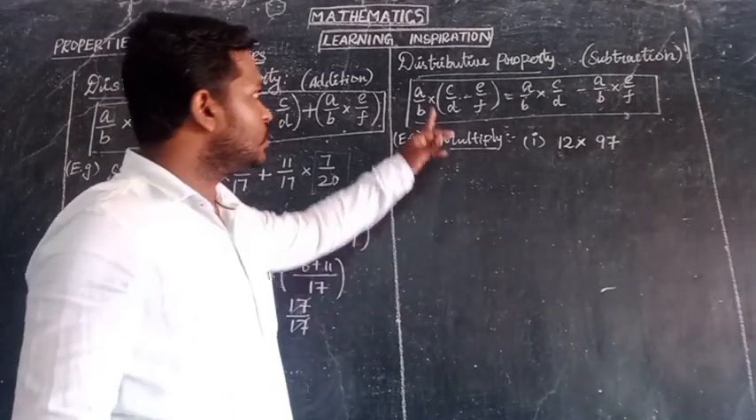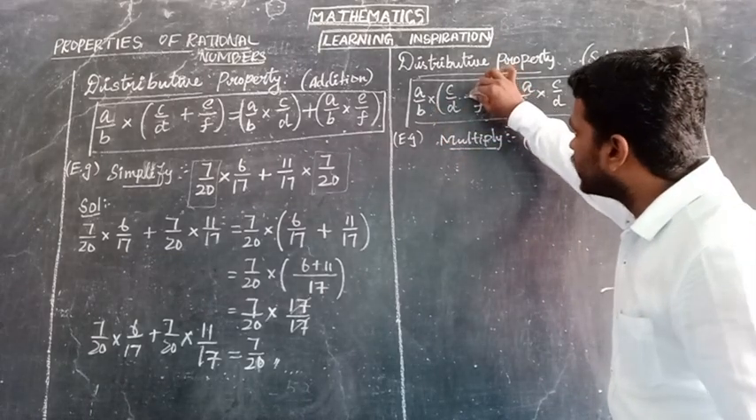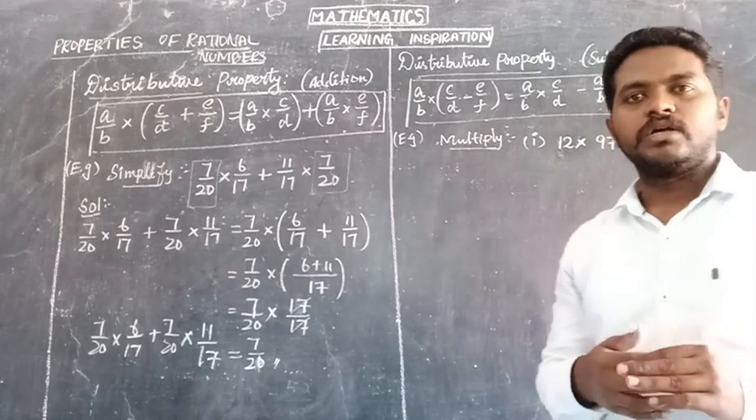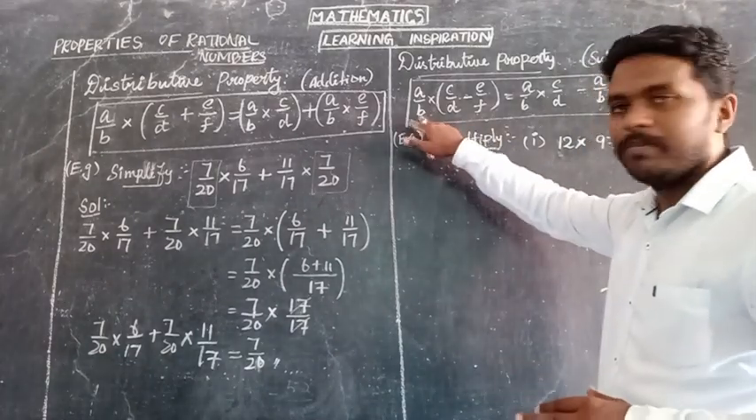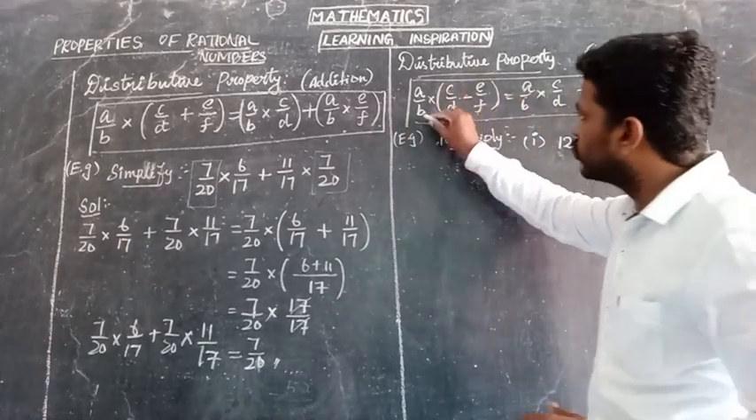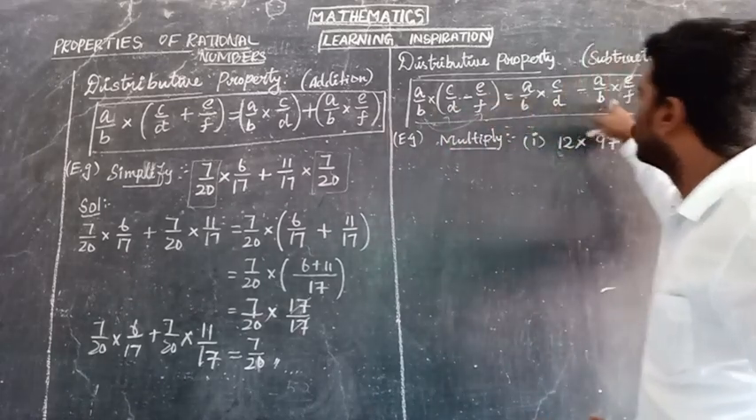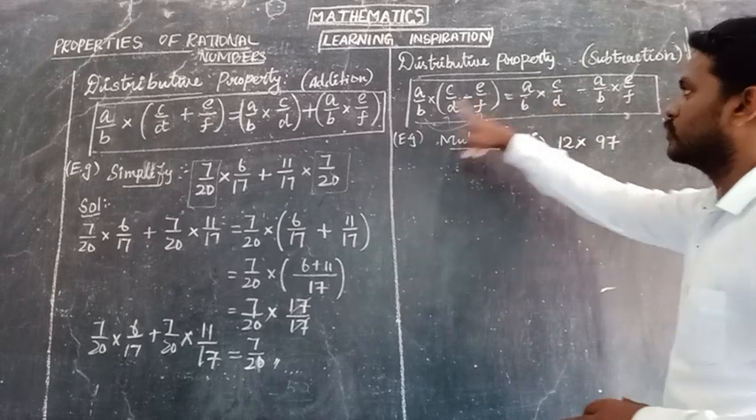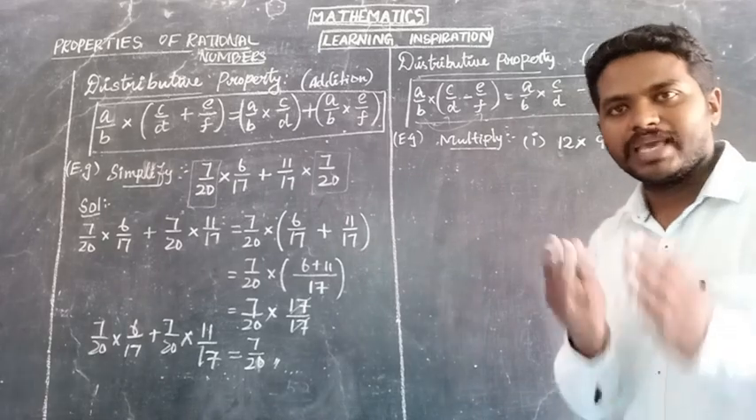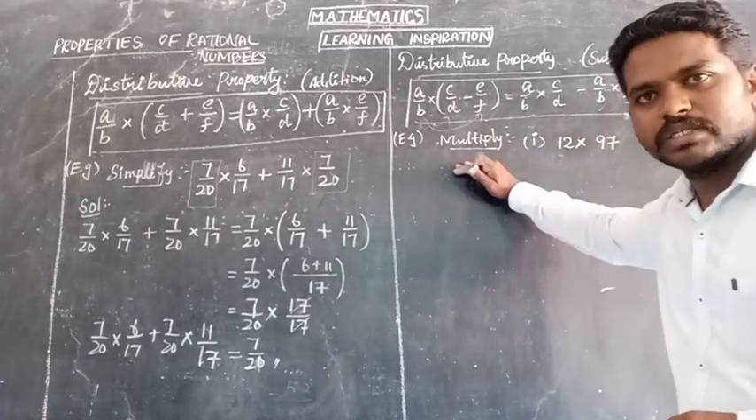Next is the distributive property of multiplication over subtraction. Here the center value is minus. So we are going to prove the property. a by b is distributed with c by d, and again a by b is distributed with e by f. The mid value is minus, so a by b into c by d minus a by b into e by f. The a by b is distributed over both numbers inside. So we have some examples.